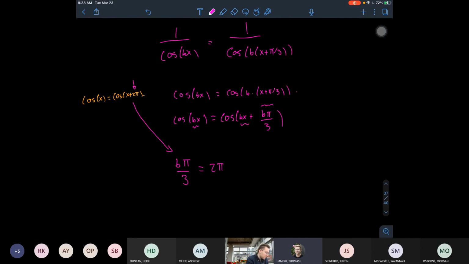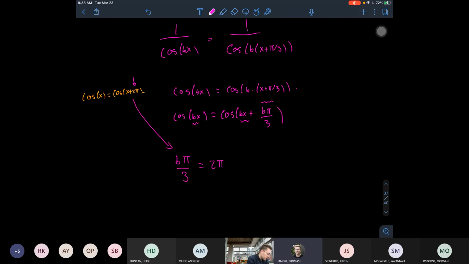Okay, so if b pi over 3 is equal to 2 pi, then these things will be equal. So we get b should be equal to 2 pi times 3 over pi. Cancel the pi's, and we get 6.